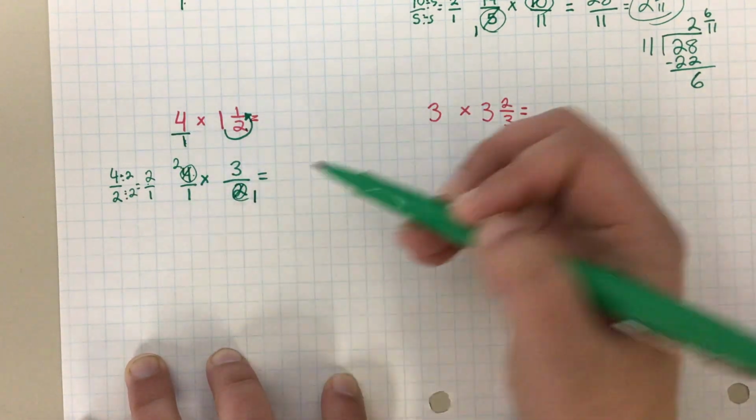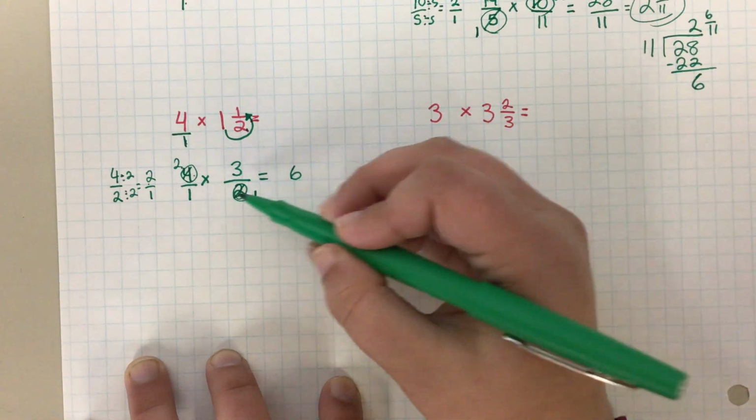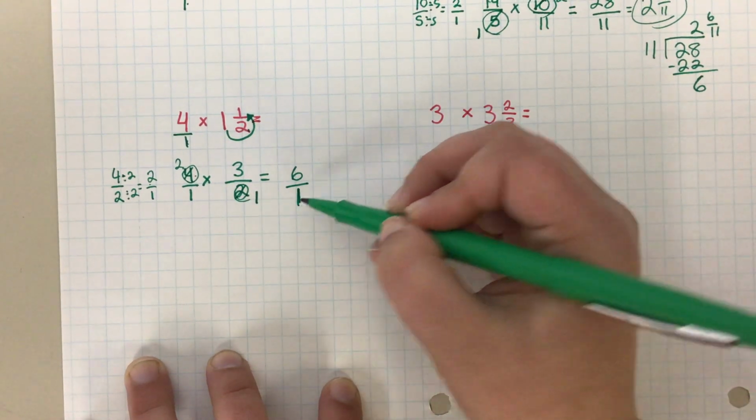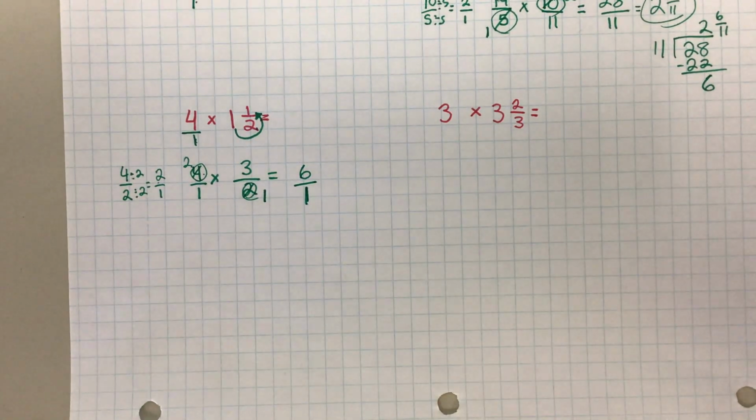And now I write my answer. 2 times 3 gives me 6. 1 times 1 gives me 1. 6 over 1. Technically that is a fraction, but I think there's a better way to write that. Anyone else agree? If you do, see if you can get it before I can.